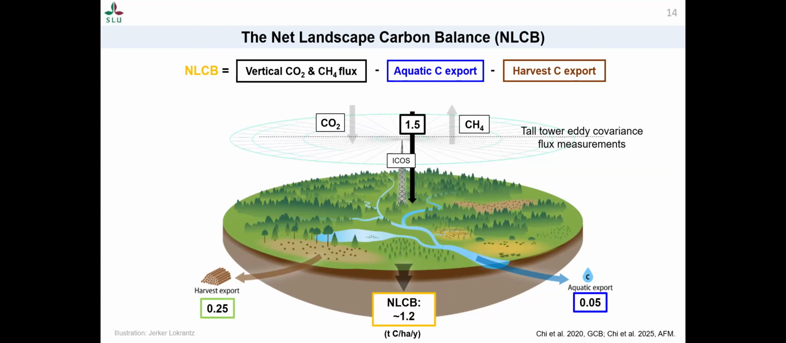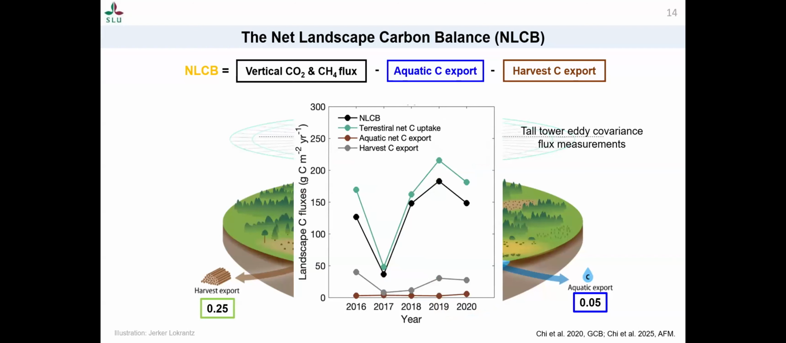And we can also see that our 5-year records from 2016 to 2020 show that the landscape was a sink in every single one of these 5 years, despite large environmental variations from one year to the next. In 2017, that was the year with the lowest uptake. That is actually related to a relatively wet and cool and cloudy summer, which probably reduced the light during the summer, thereby reducing the forest growth.